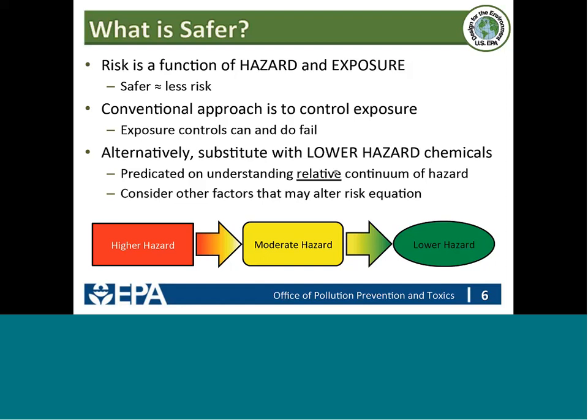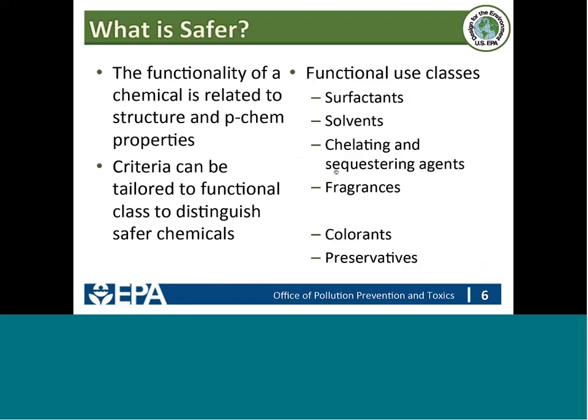And of course, we need to also consider other factors that may alter the risk equation. So if you have a 10-fold decrease in hazard, but a 20-fold increase in the amount that you need to use to get the same functionality, of course, you're not really gaining anything in the risk reduction department. So it's tricky, it's not easy to do, but I think it's an important question that merits looking at.